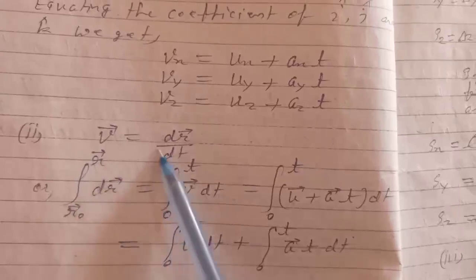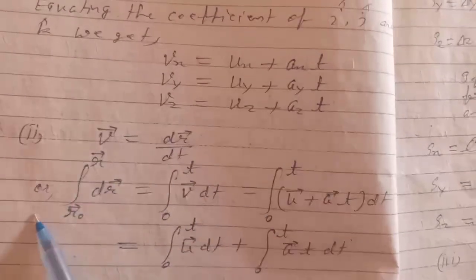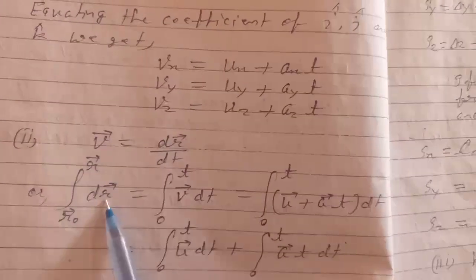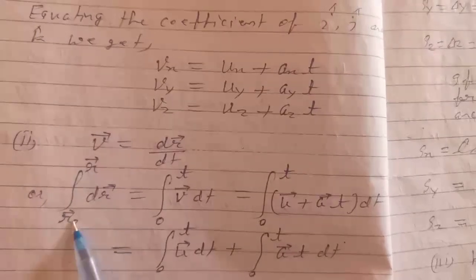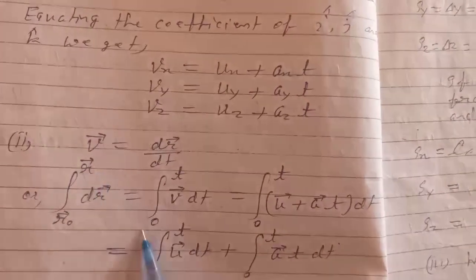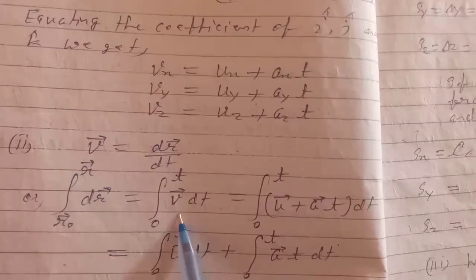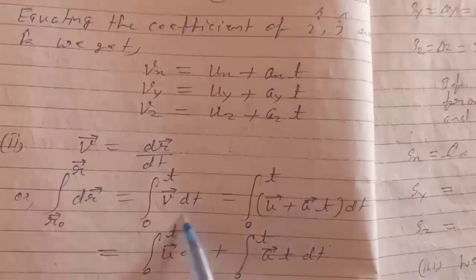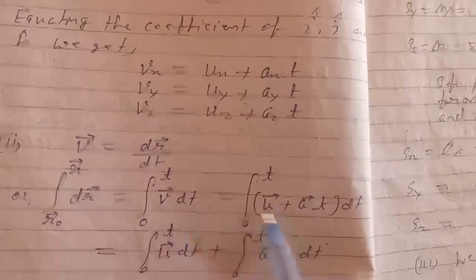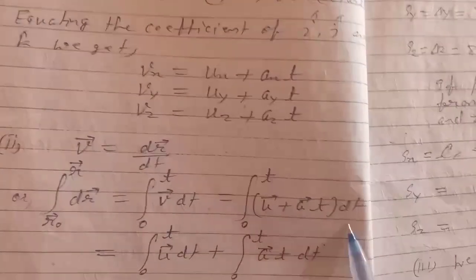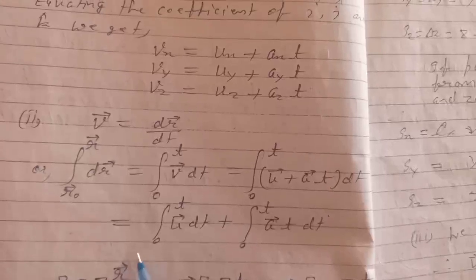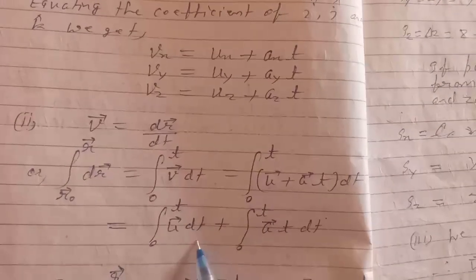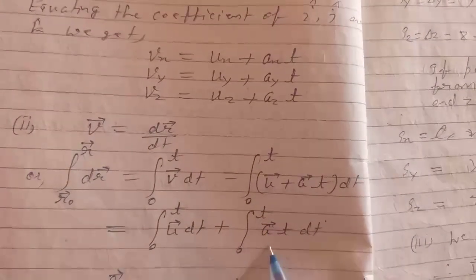Second, v vector equals dr by dt, or integration of dr from the limit r0 to r vector equals integration of v vector dt from the limit 0 to t, which is 0 to t of u vector, because v vector equals u vector plus a t. So u vector plus a vector into t, dt. This implies integral from 0 to t of u vector dt plus integral from 0 to t of a vector t dt.